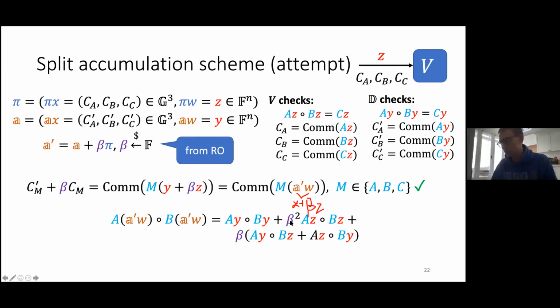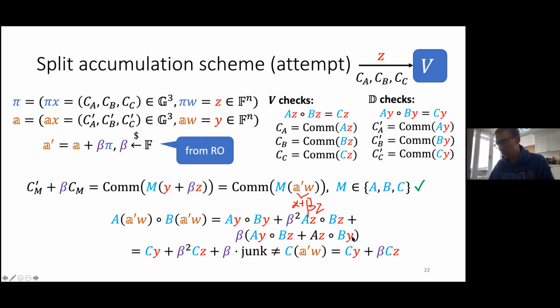Okay, right. So the checks that we care about here are the first check, and then with the beta squared coefficient, we have the check that was done by the verifier, and this is done by the decider. And then we have a couple of cross terms here. So if we look at our matrix here, this is CY plus beta squared times CZ plus beta times junk.